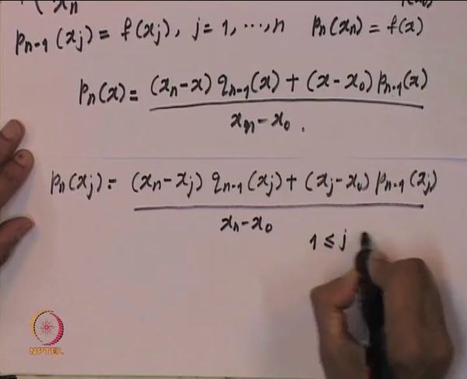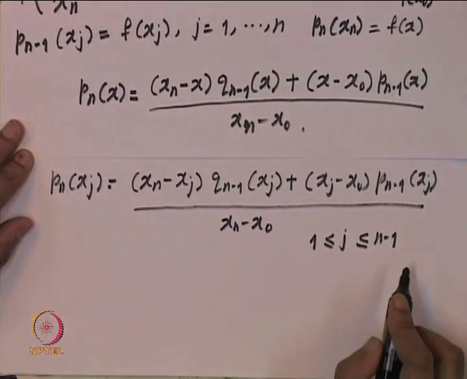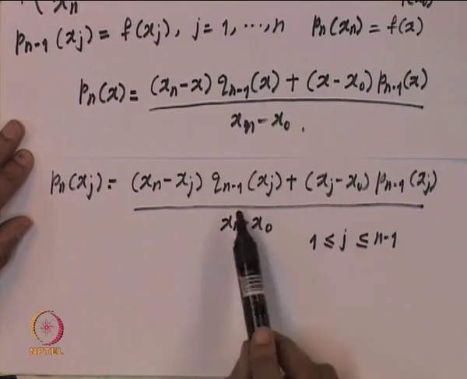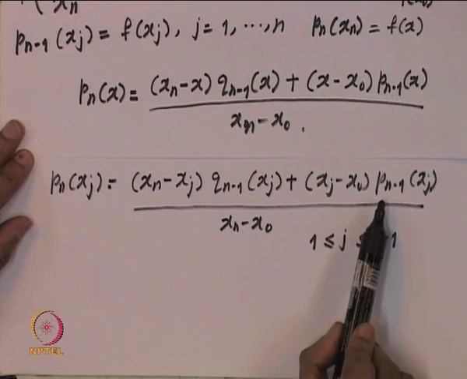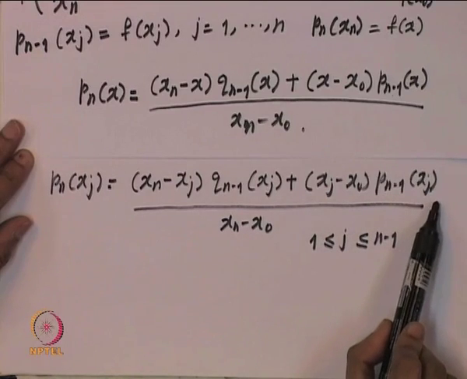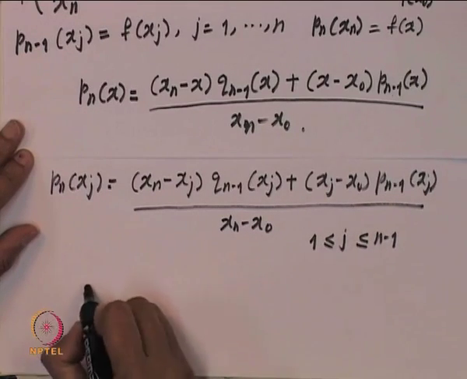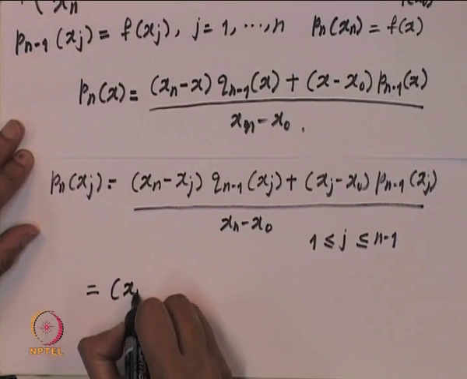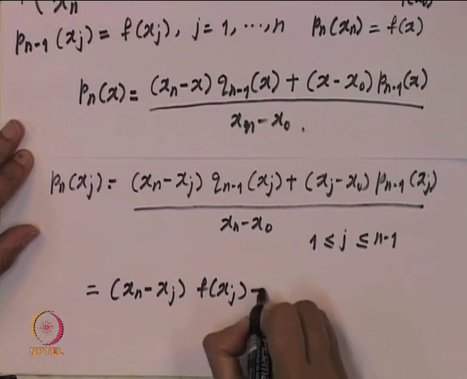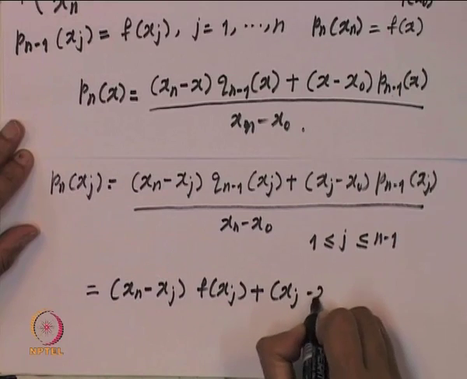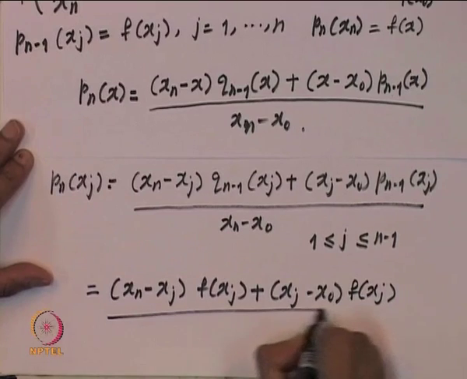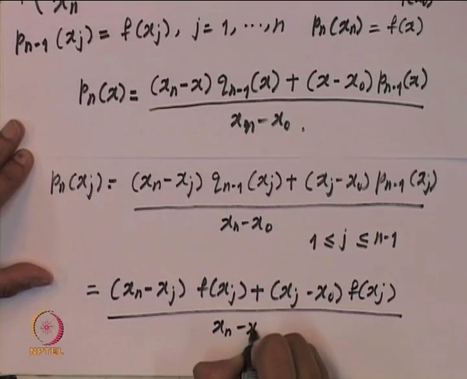For 1 ≤ j ≤ n−1, these are the common interpolating points for q_{n−1} and p_{n−1}. So q_{n−1}(x_j) will be f(x_j), and p_{n−1}(x_j) also will be f(x_j), and hence we will have (x_n − x_j) f(x_j) plus (x_j − x_0) f(x_j) divided by x_n − x_0.